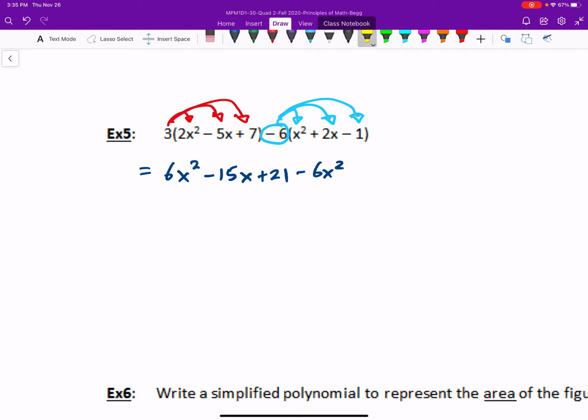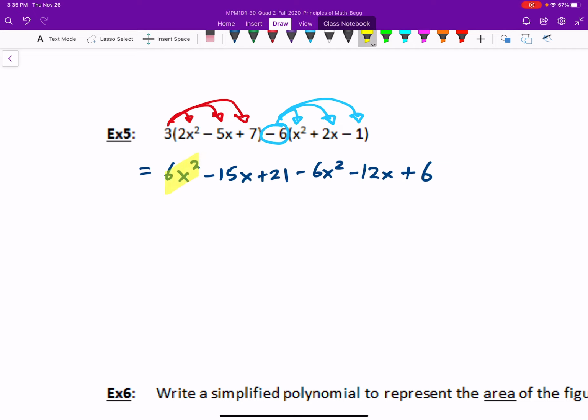I'll do negative 6 times positive 2, and I'll get negative 12x. And I'll do negative 6 times negative 1. Those two negatives are going to combine together to make it positive, and 6 times 1 is just 6, so it becomes plus 6. So there's the distributive law part.